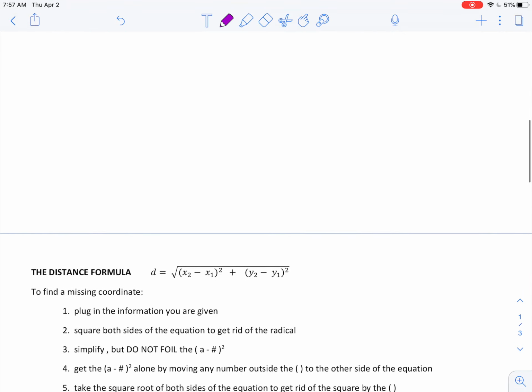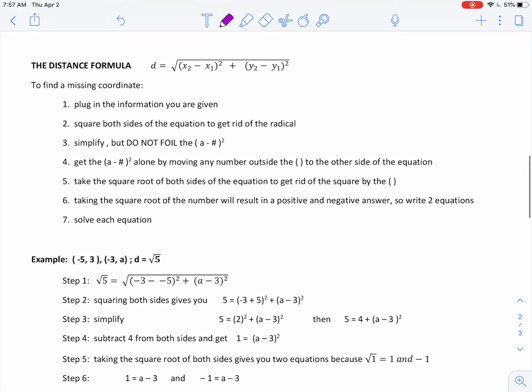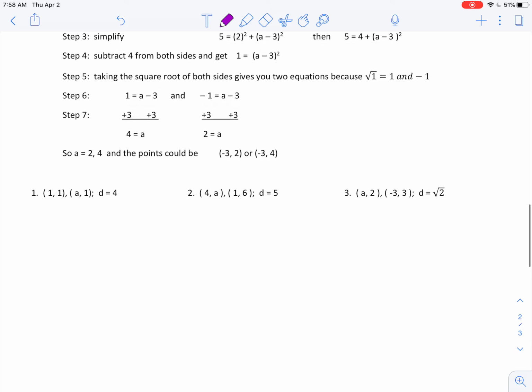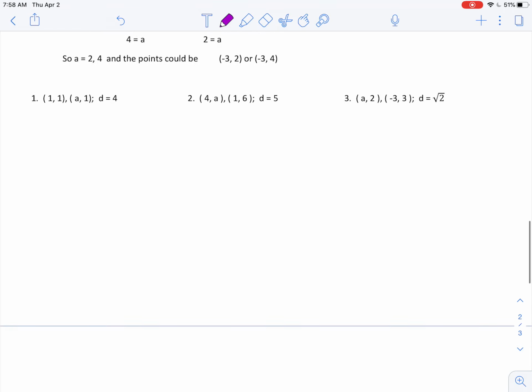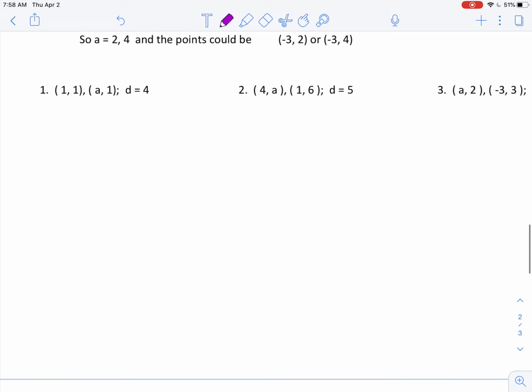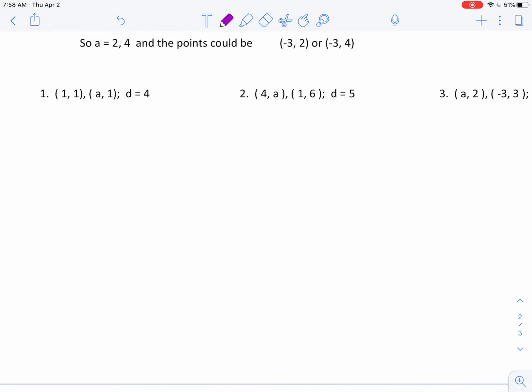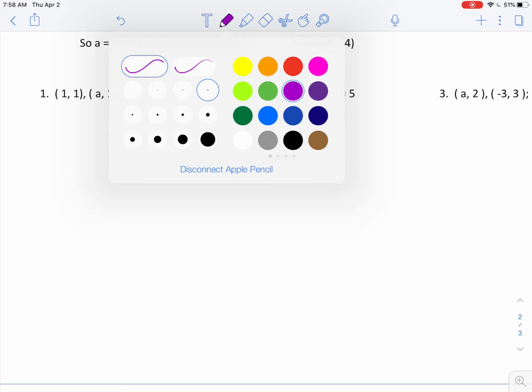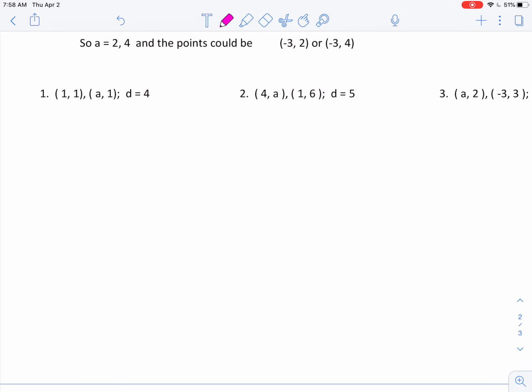Okay, I'm going to skip the other questions on the front here and flip over to the back. There's one other type of question for the distance formula, and that's where you are given the distance between 2 points. So you have your 2 points and you actually know the distance, but one of your coordinates is missing. If you take a look at the back at question number 1, it says here are 2 points, (1, 1) and (A, 1). The distance between those 2 points is 4, and our job is to solve for A.